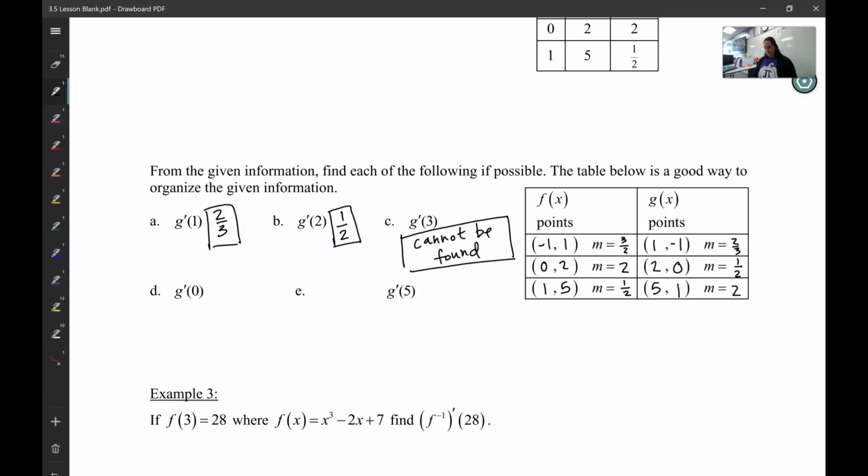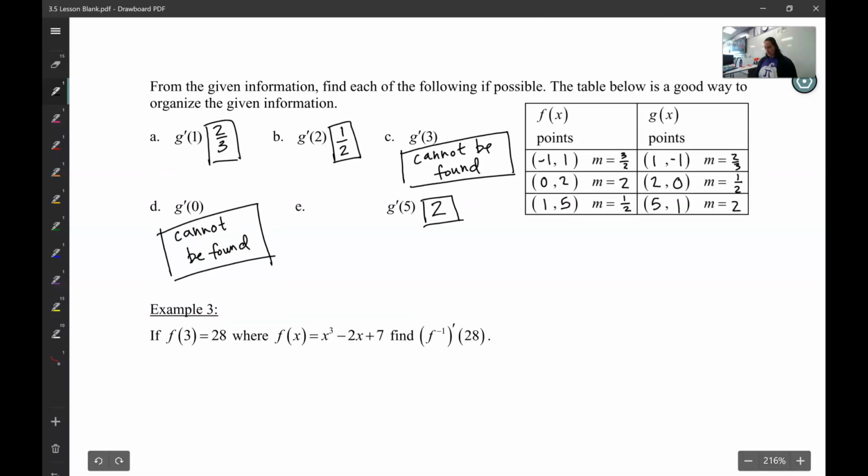Okay, g prime of 0. Go to the g column, try to find 0 for x. Not there, so that one cannot be found. And E, g prime of 5. So g column, find 5. g prime, so I want the derivative. It's going to be 2.